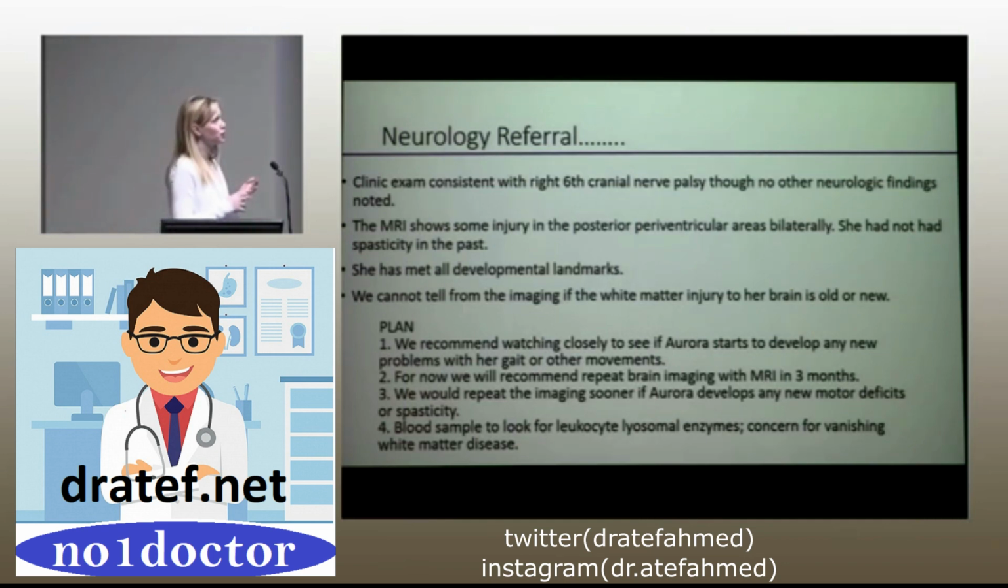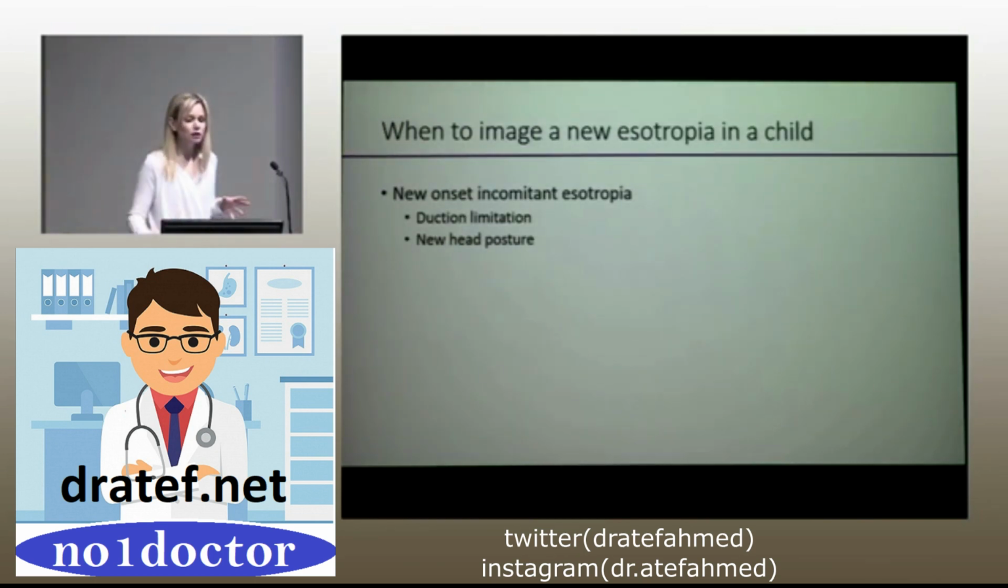Their plan was to watch her carefully. They're going to repeat a brain MRI in 3 months. It has not yet been 3 months since this was done. Sooner if she develops any other motor deficits. And then they're also doing some blood analysis to look for things associated with different leukodystrophies, because their main concern was this thing called vanishing white matter disease that I had not previously heard of.